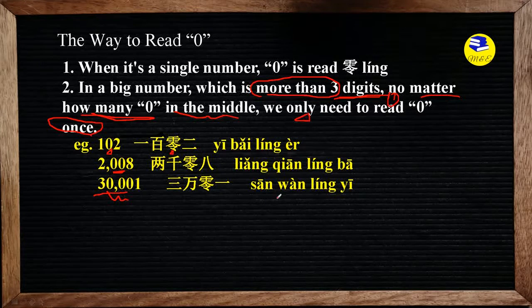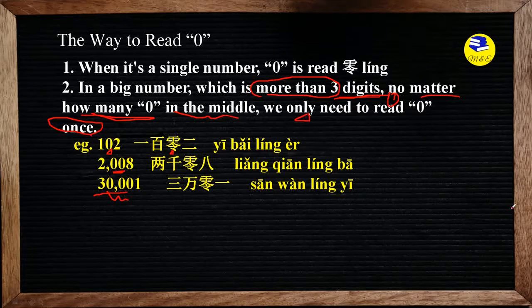Okay, very good. Now read these examples with me again. The first one, 102. 2008. Okay, the last one, 30,001. 3001. Very good.